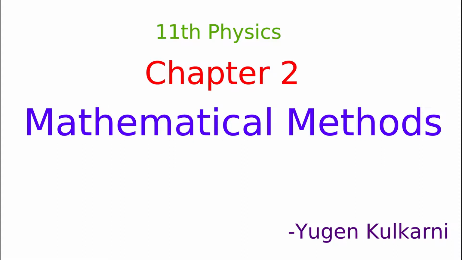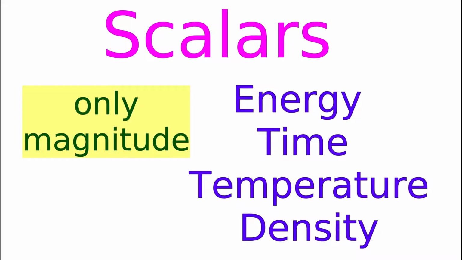In this video, we are starting chapter 2 from 11th physics. The name of the chapter is mathematical methods. So, we know what scalars are. Scalars are physical quantities which have only magnitude and do not have direction. For example, energy, time, temperature, density, etc.